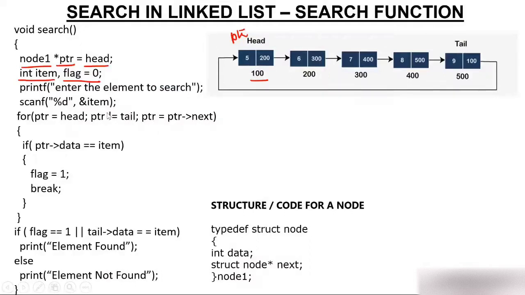The moment the user tells me what to search, I'll save it in item. Suppose I have to search 8. So item will have 8, because I have scanned this item. Now I'll start from head and move until before tail, incrementing ptr.